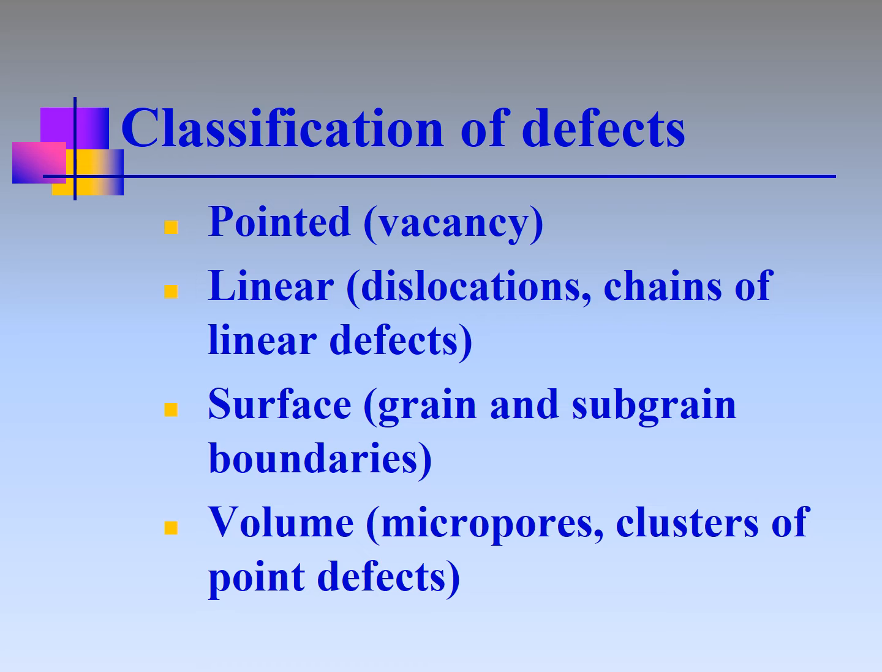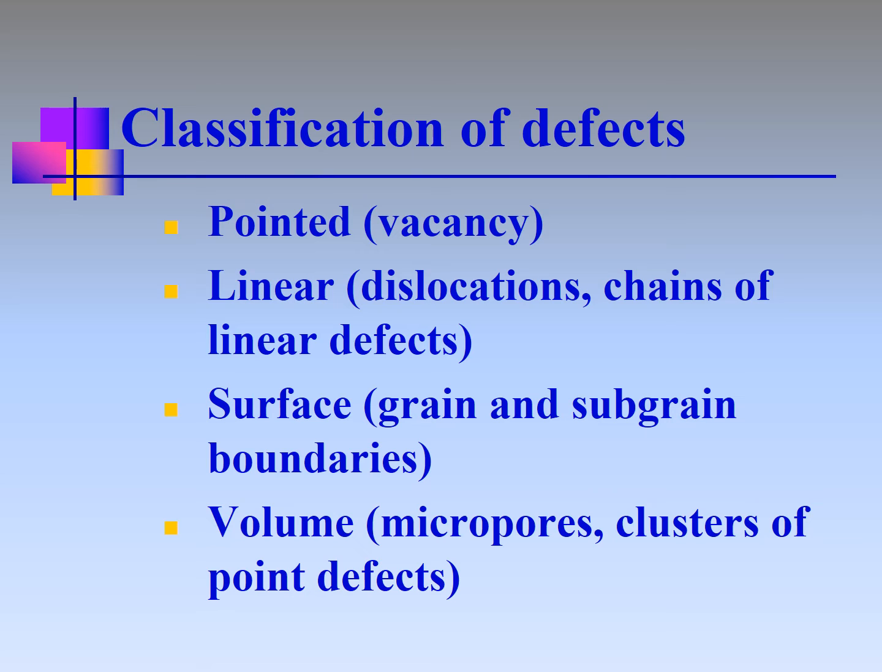The first, point defects: violations of the periodicity at isolated points of the lattice, whose dimensions in three directions do not exceed one or more interatomic distances. Point defects are a vacancy, atoms in the interstices, alien atoms, and impurity atoms.